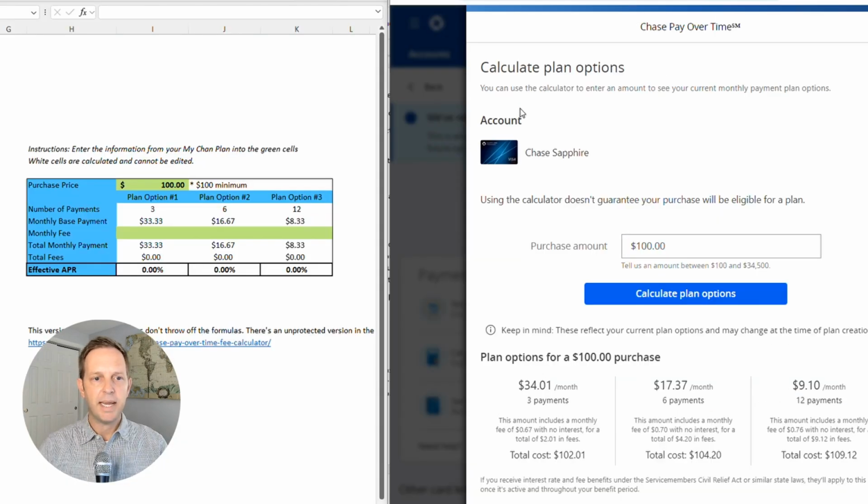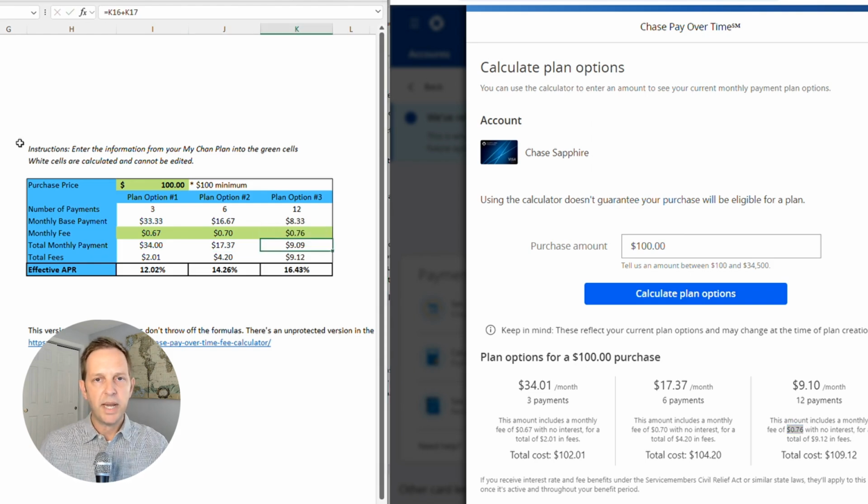Okay, so I've brought up my calculator and we're going to use the information on the right side to input into the left side. The only fields you need to worry about are the green fields. So I've taken this purchase amount and put it into the purchase price of $100. Now we're going to take the monthly fee, this 67 cents, and put it into the green field here. We're going to take the monthly fee of the 6-month option, which is 0.7, and put it in here. And then we're going to take the monthly fee of the third option and put it in here.